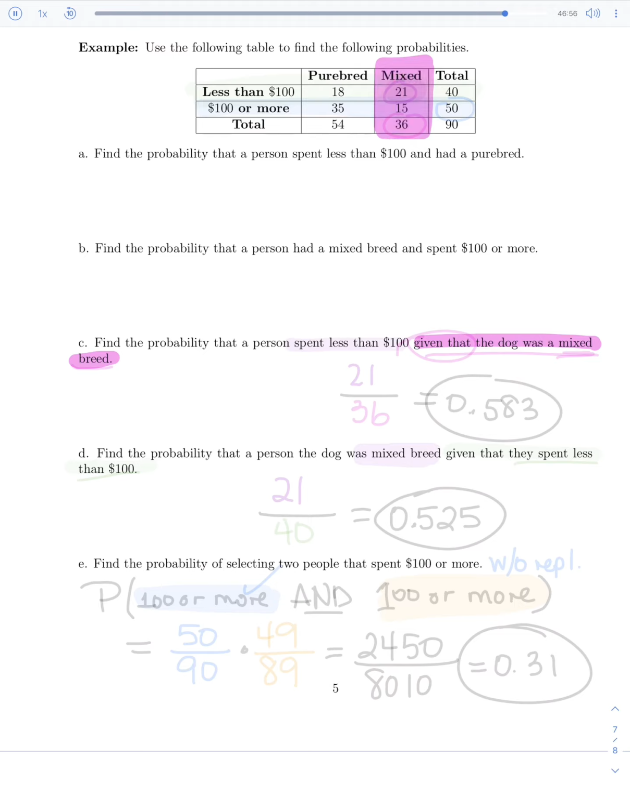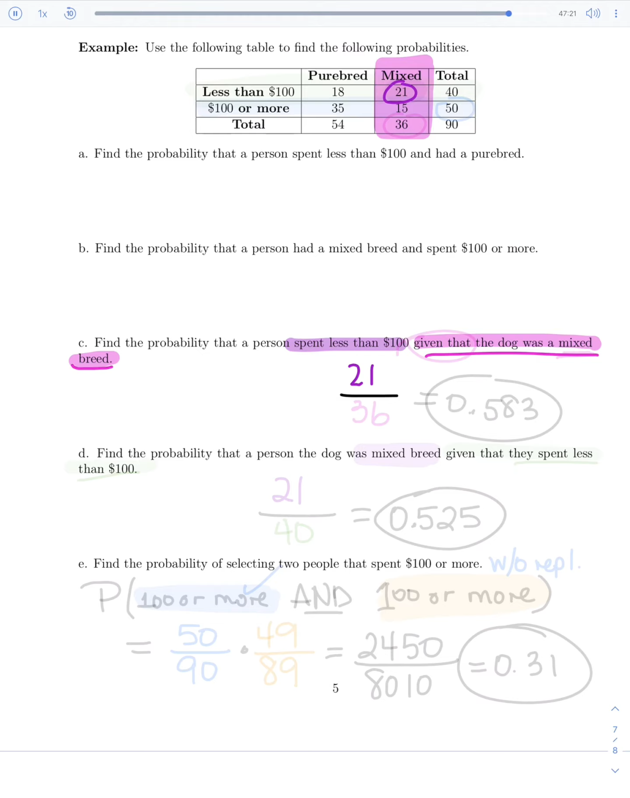Now, of those mixed breeds, what we're looking for is how many spent less than $100. Well, of all of those mixed breeds, how many people spent less than $100 this year? 21. So we still have our 21 on the top. The difference is we have tunnel vision. We said given that we're looking at a mixed breed dog. That means I'm not looking at all dogs, only mixed breeds.